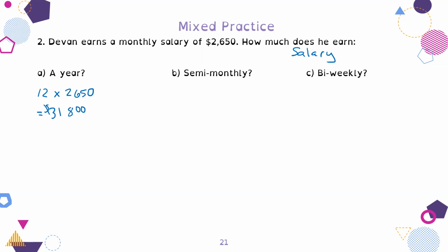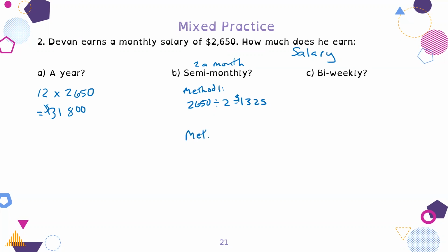Now, semi-monthly is part B. There are 2 different ways that we can do this. We know that semi-monthly is twice a month. So because we know his monthly salary is 2,650, we can divide. So method 1, we could do 2,650 divided by 2, and that is going to be 1,325. That one I can do in my head, not too trickily. So semi-monthly would be 1,325.